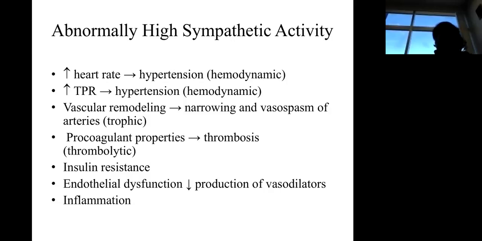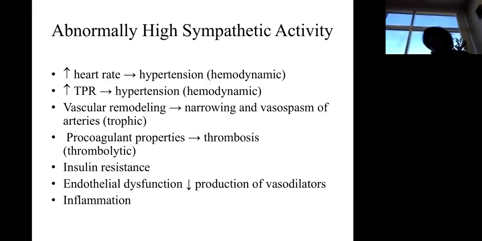Okay, we will spend more time talking about insulin resistance later, but insulin resistance makes you keep more glucose in the blood. When you have more glucose in the blood, you tend to retain more water in the blood. What that means is increased blood volume, increased blood pressure. Again, sympathetic overactivation could again lead to endothelial dysfunction.